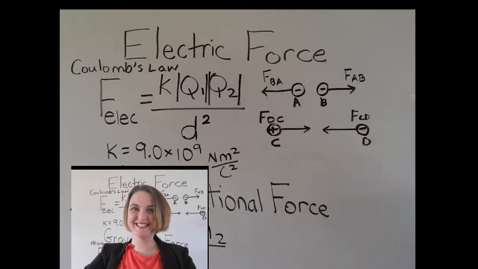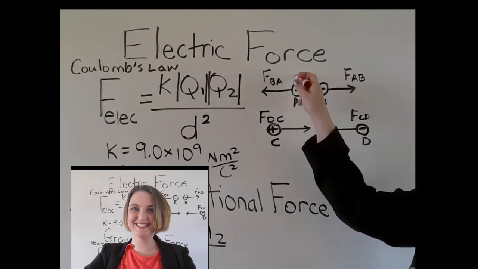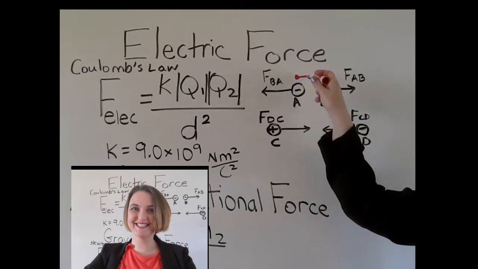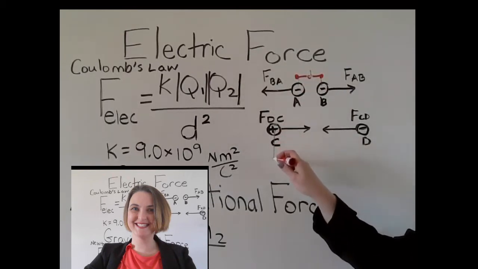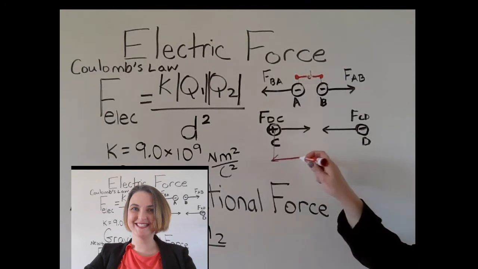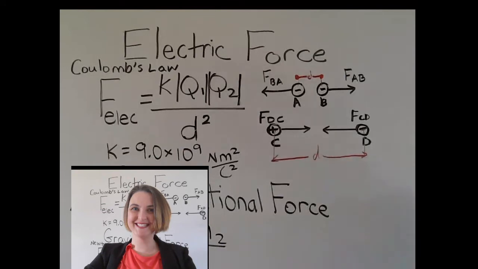Coulomb's law holds true for any charged particles, and when you're looking at the distance, you take the distance from the center of the particles. So here would be the separation distance for these charges, and here the separation distance would be from the center of C to the center of D. So Coulomb's law holds true for any point charges or for any spherical charged objects where the charge is uniformly distributed.